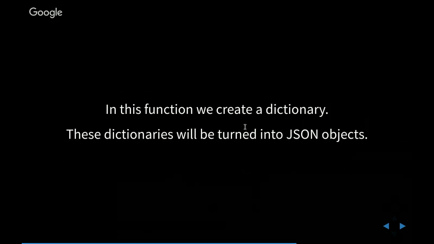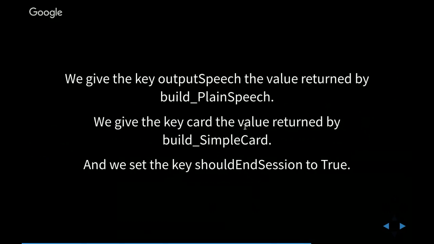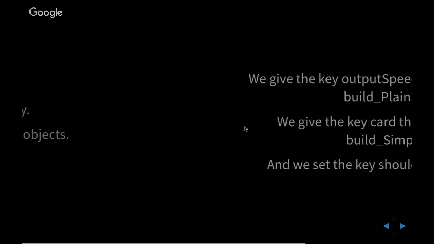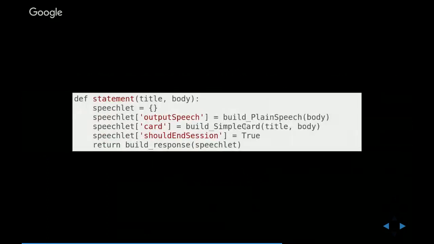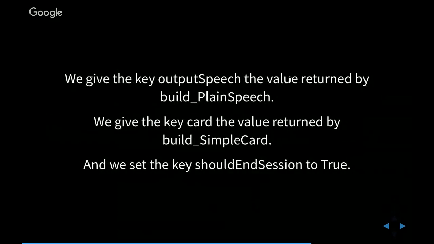In this function, we create a dictionary. These dictionaries will be turned into JSON objects. We give the output speech the value returned by build plain speech, and we give the card the value returned by the simple build card. I'll take a look at that one more time. So here we've got the key output speech, then we build it. We've got the card, and then we build it. Don't worry, we're going to get into it. This is the rabbit hole I talked about.